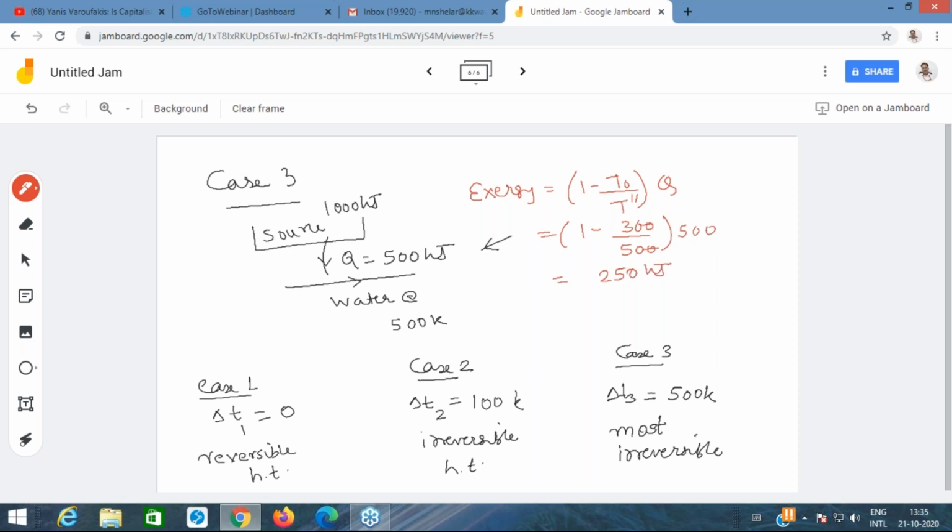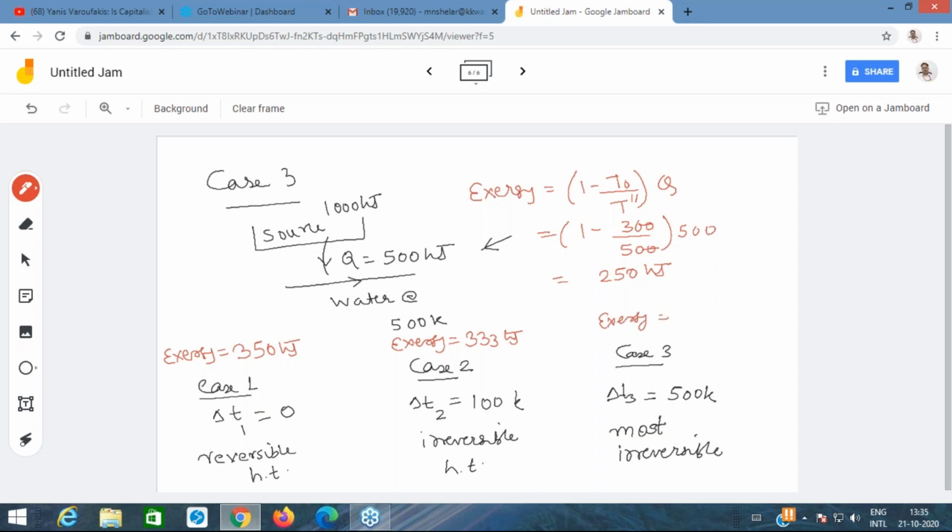So what was the exergy in case 1? Exergy in case 1 was how much? 350 kilojoules. Exergy in case 2 was how much? 333 kilojoules. And in case 3 we have 250 kilojoules.